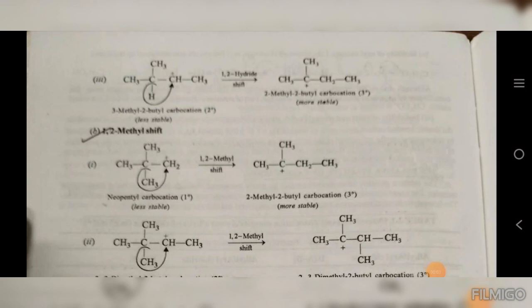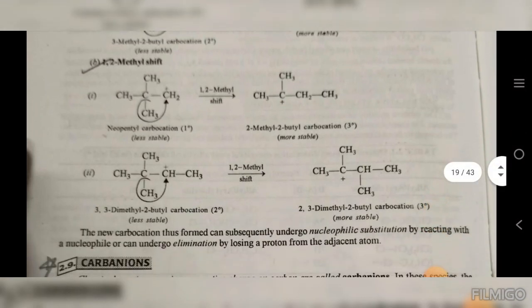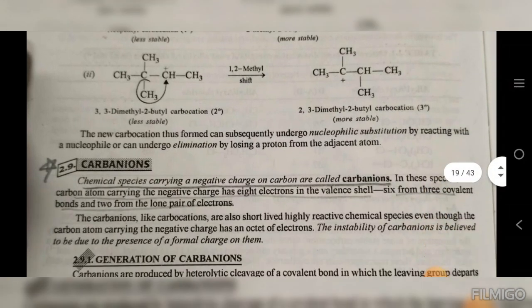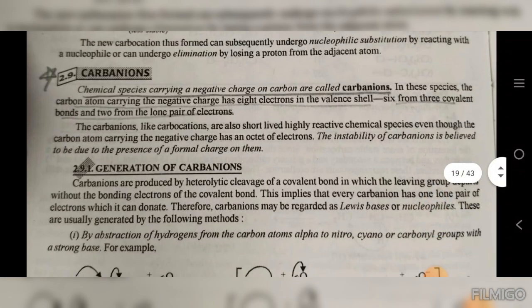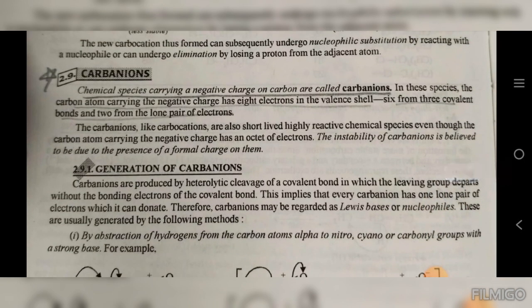3-methyl-2-butyl carbocation, secondary, less stable; 2-methyl-2-butyl carbocation, tertiary, more stable. A 2,2-methyl shift gives the neopentyl carbocation, primary, less stable; 2-methyl-2-butyl carbocation, tertiary, more stable. 3,3-dimethyl-2-butyl carbocation, secondary, less stable; 2,3-dimethyl-2-butyl carbocation, tertiary, more stable. The new carbocations thus formed can subsequently undergo nucleophilic substitution by reacting with a nucleophile, or can undergo elimination by losing a proton from the adjacent atom.